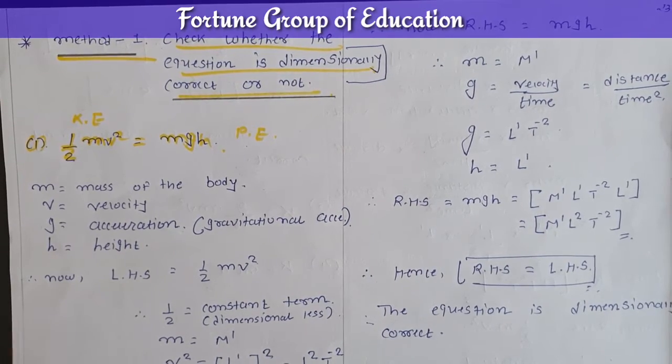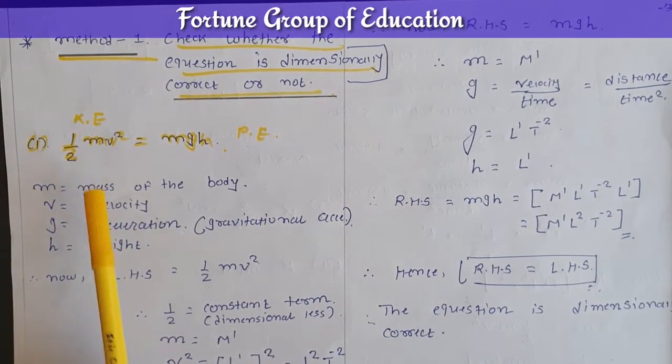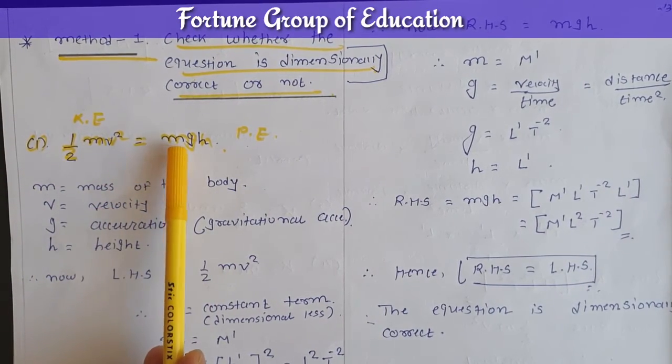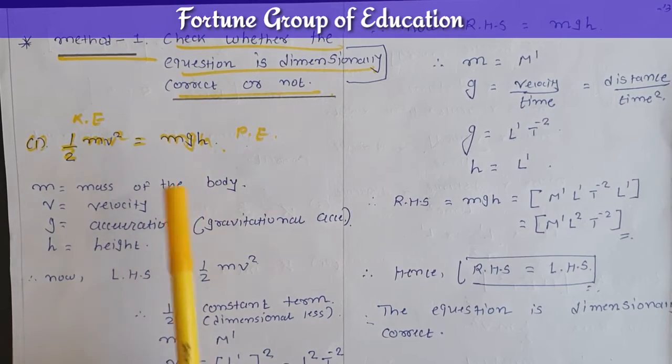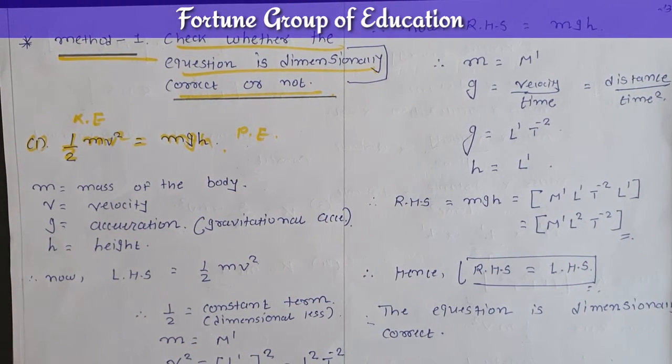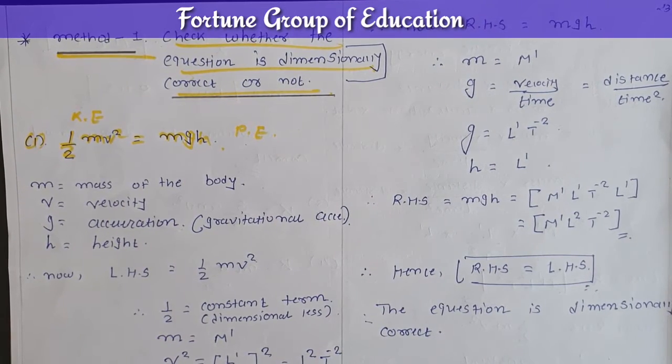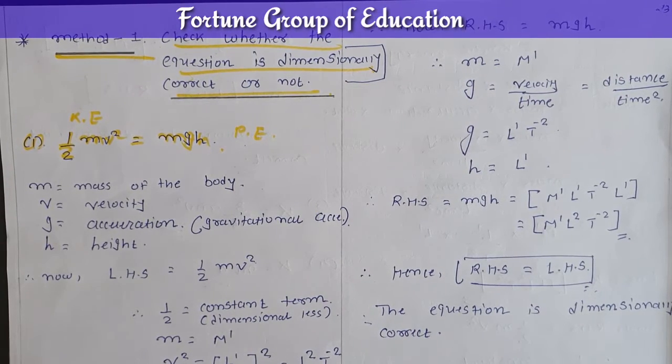So there is a proof. First of all, we have to indicate what each symbol is. m is the mass of the body. v is the velocity of the body. m again is the mass of the body. g is the gravitational acceleration; due to gravity, the acceleration comes out of the body, known as the gravitational acceleration, and h is known as the height of the object.